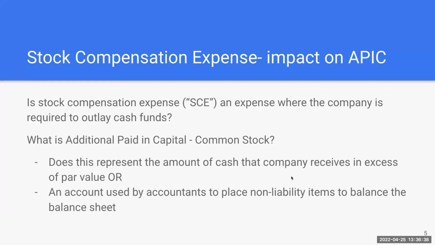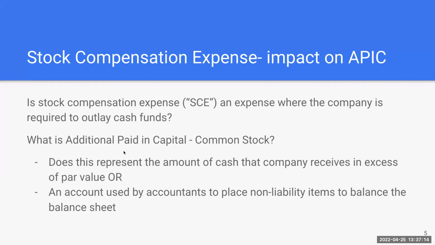So let's just talk about this: is stock compensation expense where the company is required to outlay cash funds? And the answer to that is no. When we are looking at stock compensation expense, we are typically debiting stock compensation expense and we are crediting additional paid-in capital. There's really no cash outlay. It's very, very rare. You're usually receiving money if somebody's exercising it.